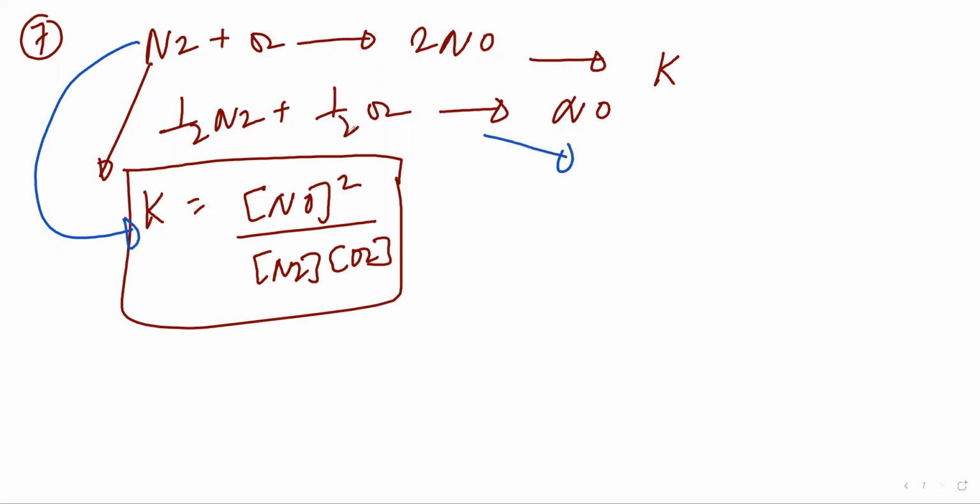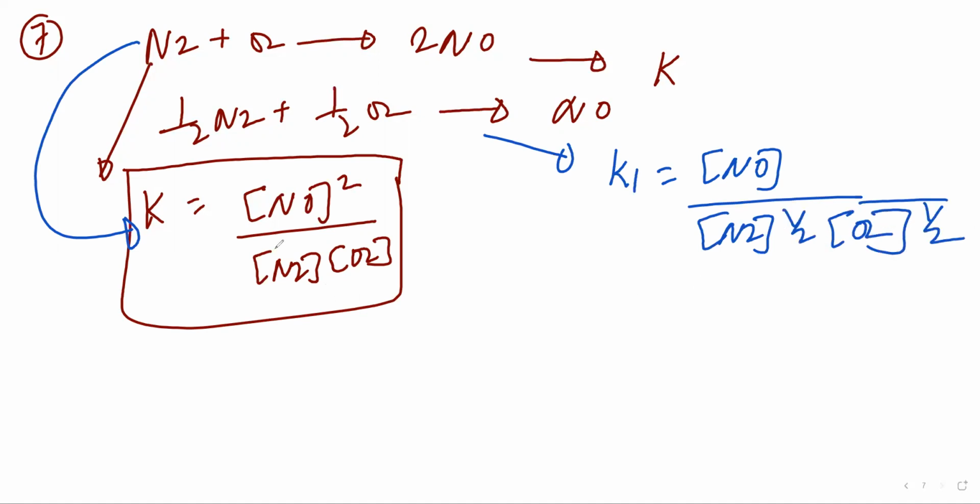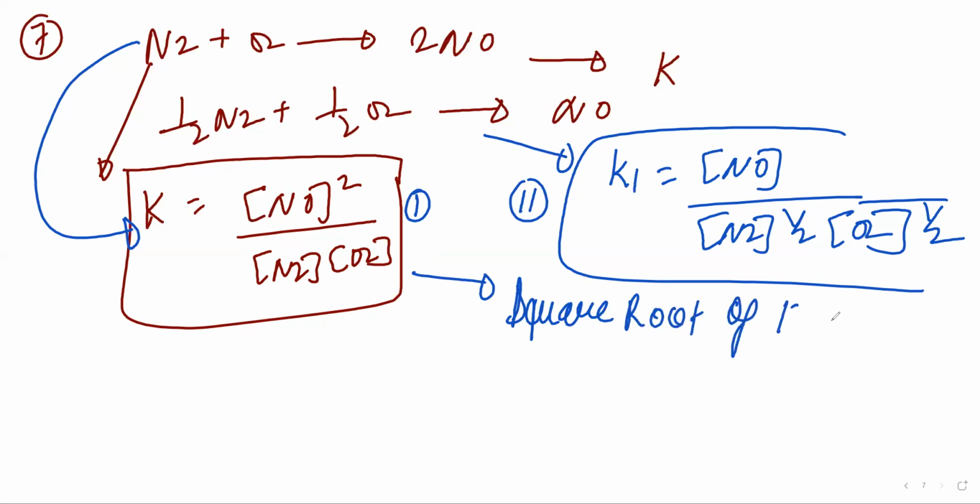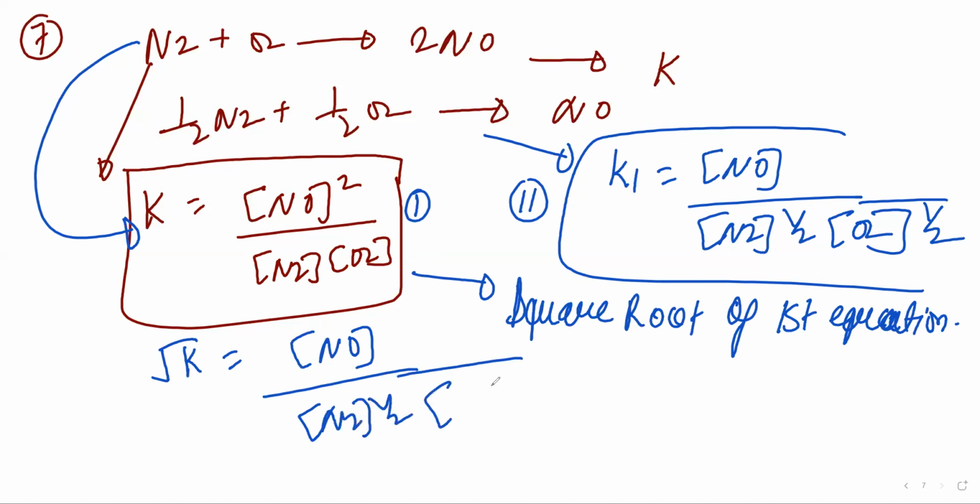Now write the equilibrium constant for this one. Suppose I am writing K1. It will be concentration of NO divided by concentration of N2 raised to half, concentration of O2 raised to half. So how will you get this second equation? By taking the square root of the first equation. Then it will become root of K equal to, the under root will be removed, so it will be NO divided by N2 raised to half, O2 raised to half.